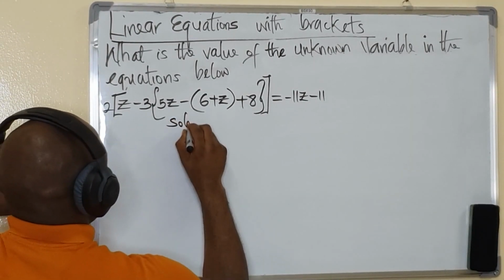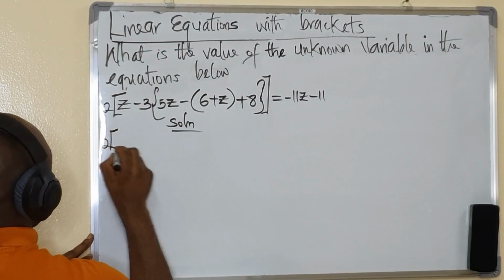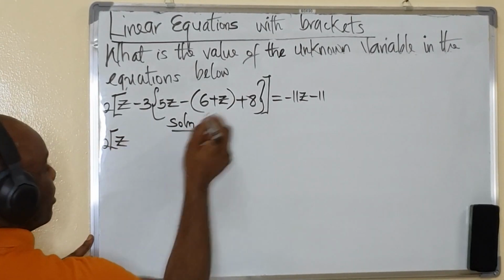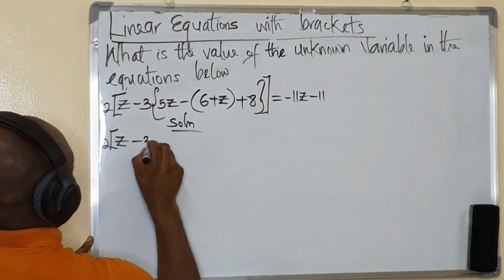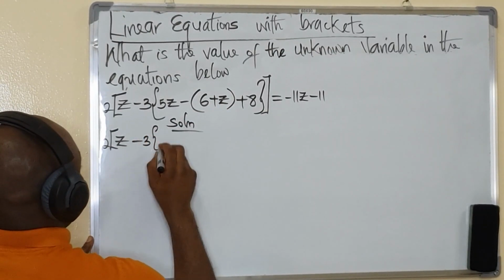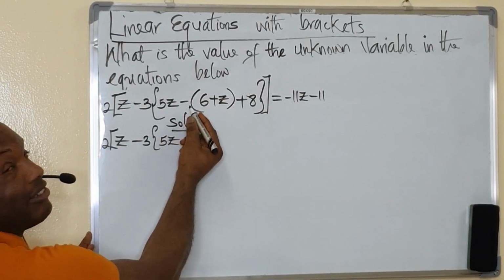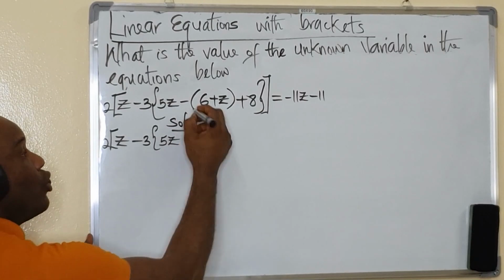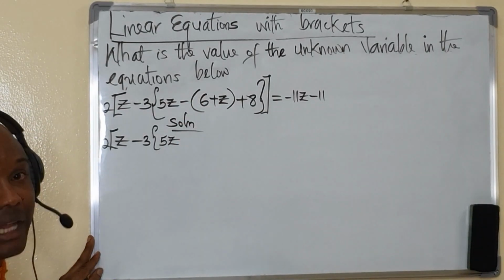So to do that, first our 2 remains where it is. 2, open the big bracket. The z also remains where it is because our focus is to open the innermost bracket first. So z minus 3, open the curly bracket again, 5z. Now to open this bracket, notice that there is a negative sign outside. So you can imagine that there's an invisible one standing right before the bracket.